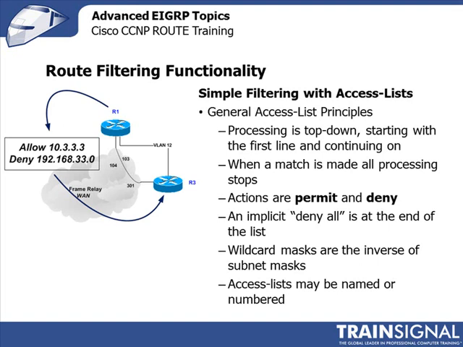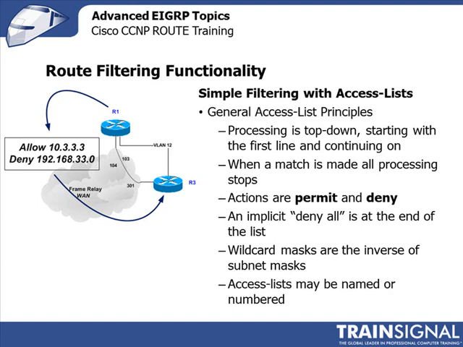So let's start first with just a very simple filtering process. Now keep in mind that all of these route filtering processes that we're going to use in these first 3 examples are going to be based on distribute lists. And distribute lists can use access lists, prefix lists, and route maps. So in this particular case, you see pictured here that R1 wants to allow advertising of the 10.3.3.0, but deny 192.168.30.0. And actually, it's the other way around. It'd be R3 advertising back out. Actually, it could be either way, but the process is essentially the same.